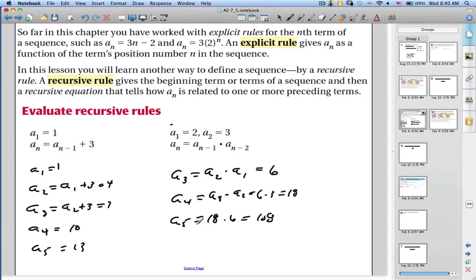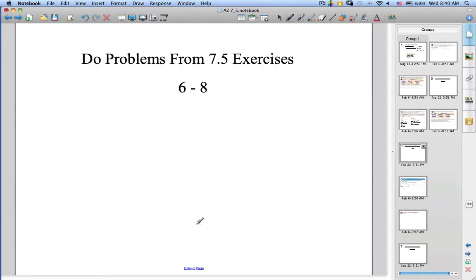So you can build the sequence, but you have to build it one term at a time. So go ahead and practice that. Do problems 6, 7, and 8. And then come on back and we'll look at something else.